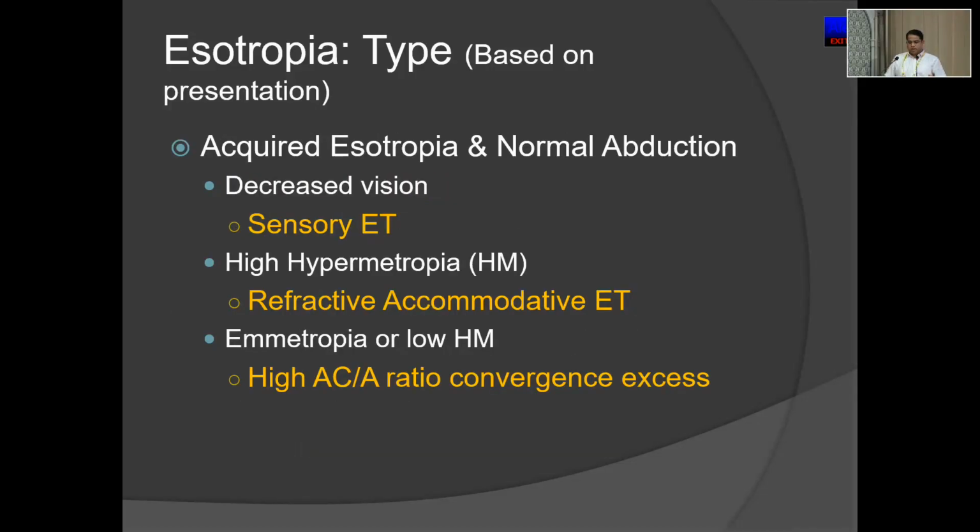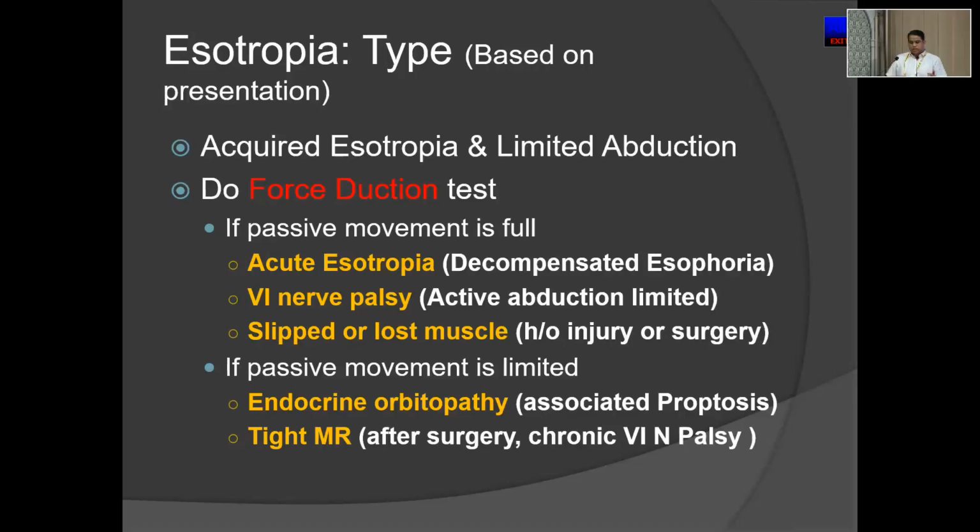Esotropias can be acquired, and if there is a decrease in vision, it can be sensory esotropia. If there is high hypermetropia, it can be refractive. If there is a high AC/A ratio, it is a convergence excess type of esotropia. So esotropia can come with limited abduction. If the passive movement is full on forced duction, it can be acute sixth nerve palsy or a slip or a lost muscle.